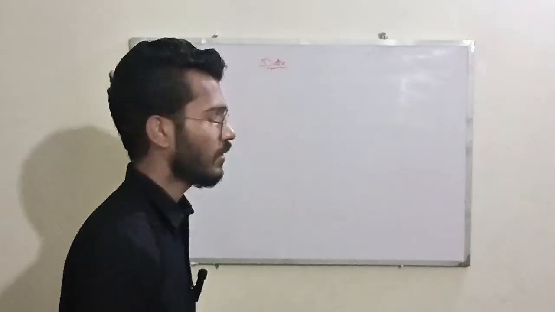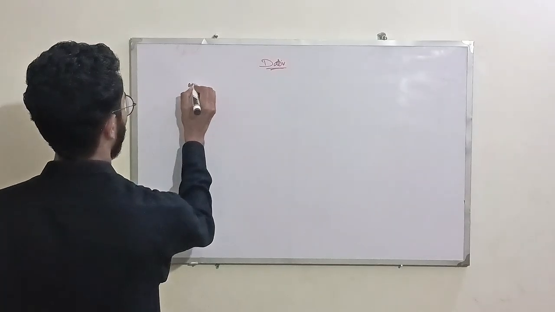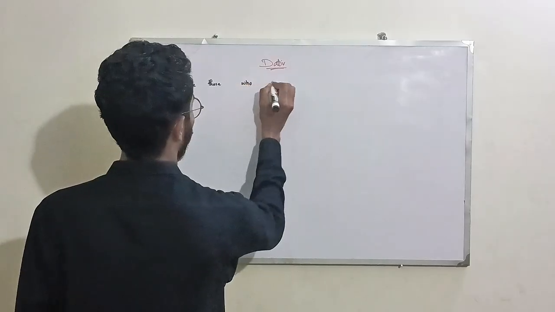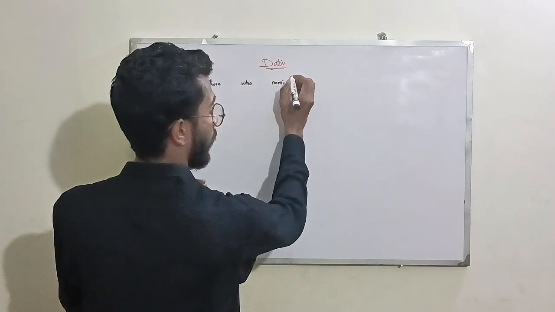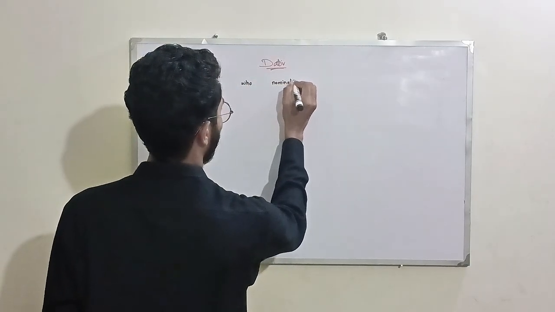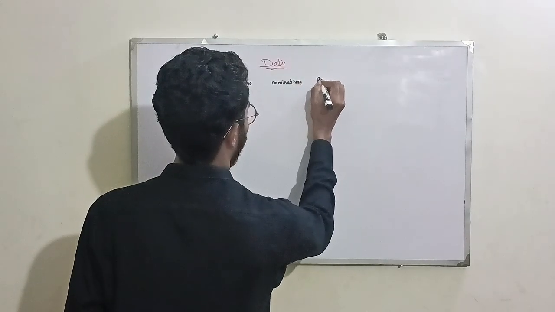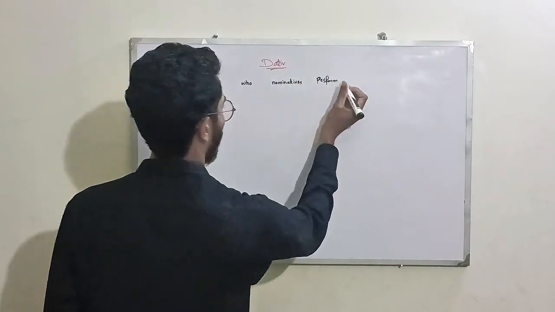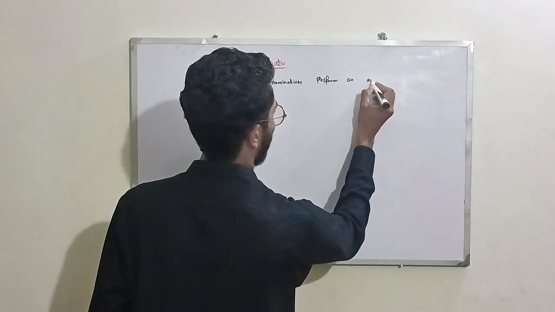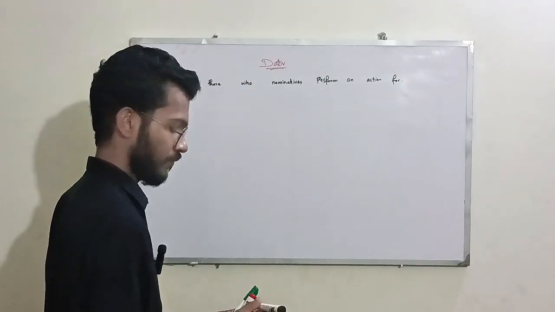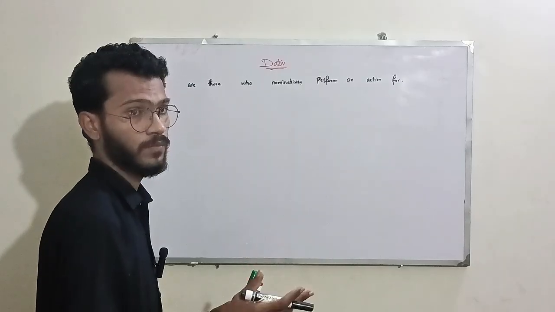Datives. Datives are those for whom nominatives perform an action. Performing an action for means for a third person. For a third person, a nominative performs an action.